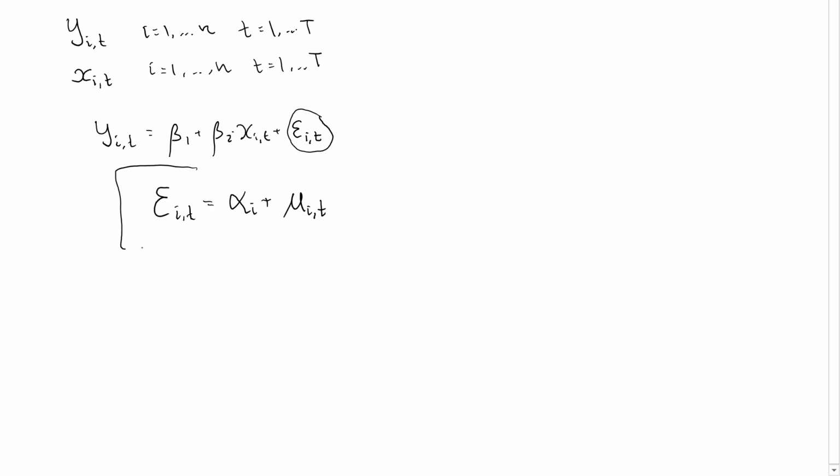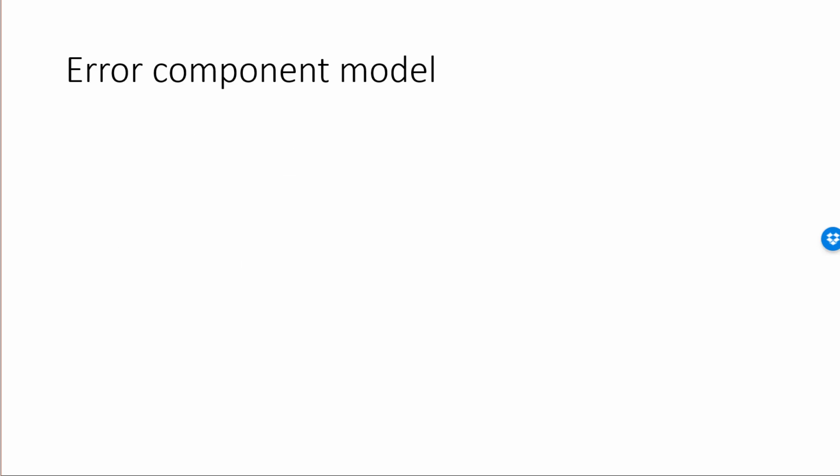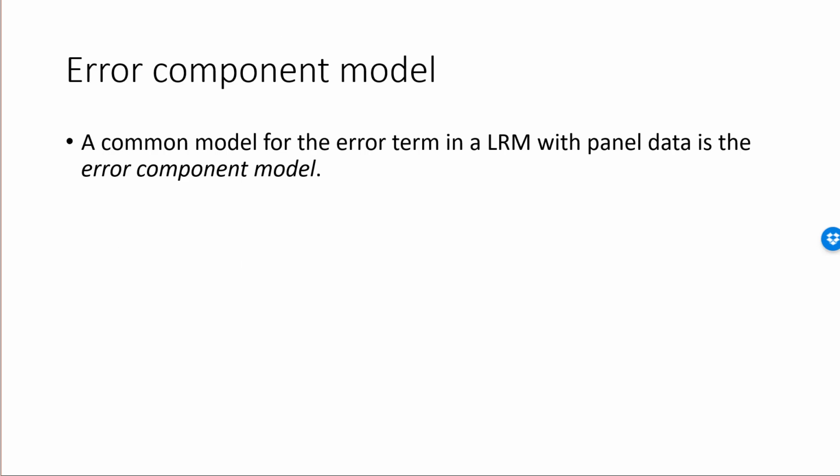This is an example of a random component model, and this parameter is called the individual specific effect. So we have for the error component model a very common model for the error term when we have panel data. Way more common than the simple method of just doing pooled OLS. There are actually three versions of this error component model.